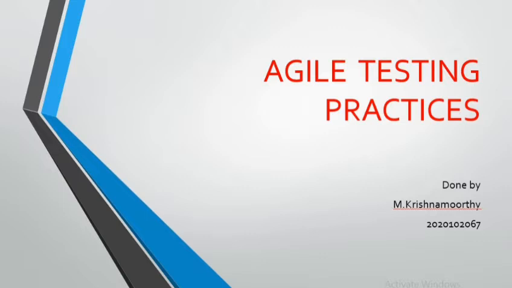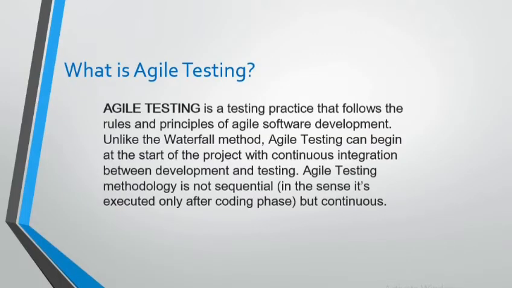So we enter into the session directly. What is agile? Agile is a software development practice. Before agile, we practiced the traditional methodology. In traditional, we have to complete the coding phase and then we go for the testing phase. But in agile, testing takes place in all and every phase. So this is an advantage of agile compared to the traditional.